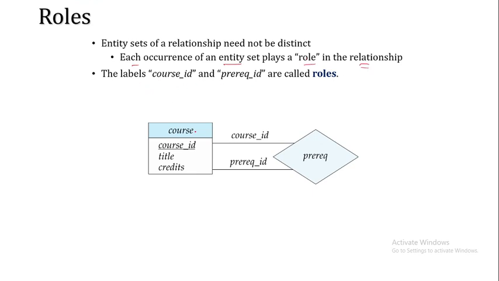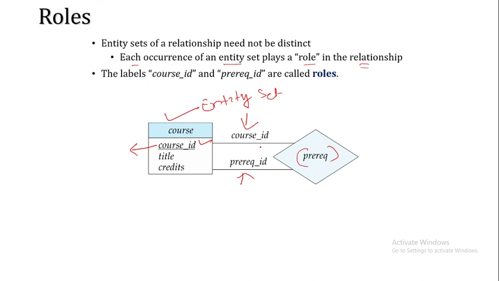Take for example this one. This is a prerequisite association. So we have two things over here: one is your course ID, and this is a prerequisite ID. Now let's suppose that this is a course entity set. We have three different attributes: course ID, title, and credits. Out of these, course ID is the primary key, which uniquely identifies the course entity set or table.